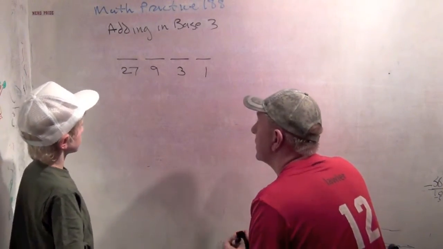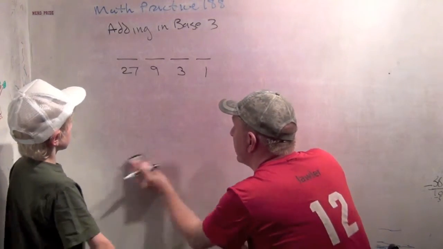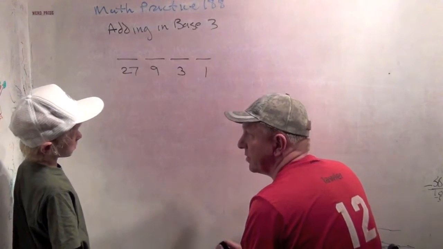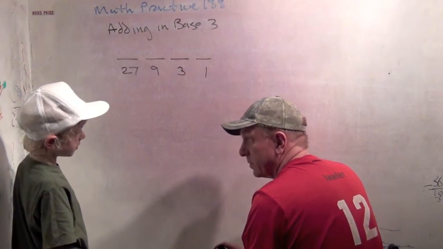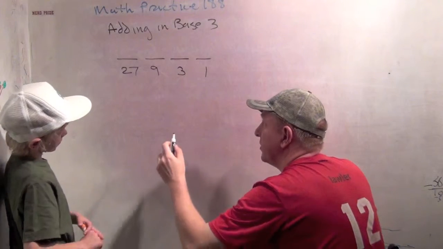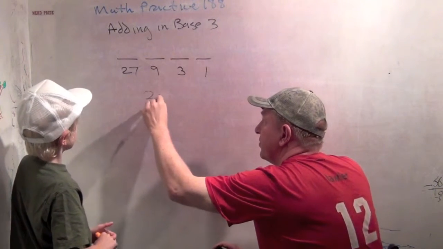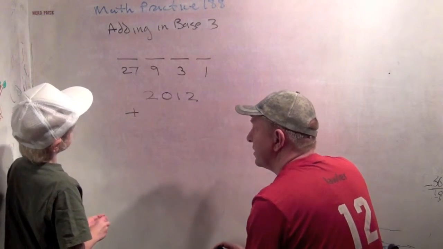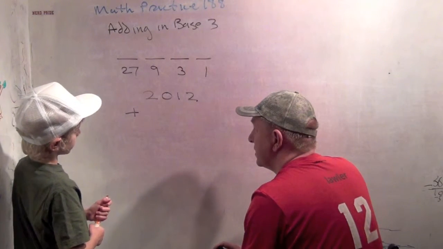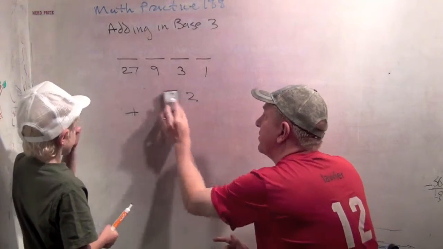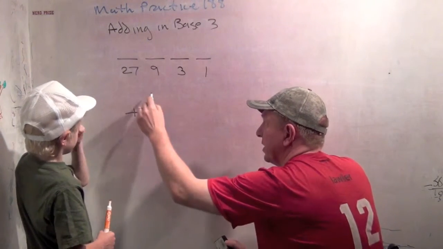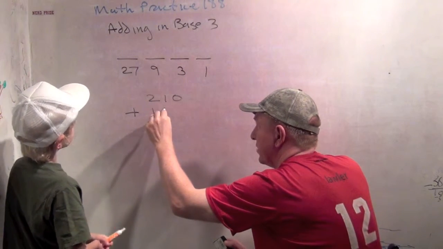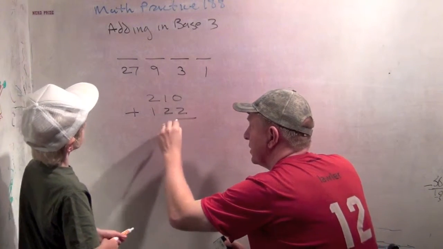Powers of 3. Okay? And we add just like we add in base 10 and just like we added in binary, but now we can't have any number that's 3 or bigger. So let's pick a base 3 number. I'm going to start out with just a 3-digit example. How about 210 plus 122.